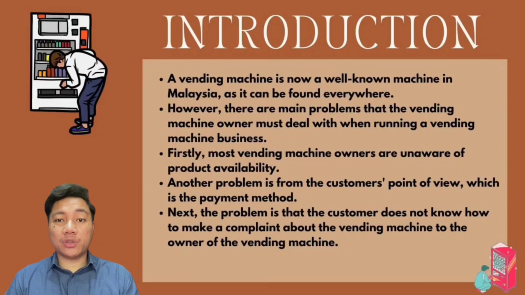A vending machine is now a well-known machine in Malaysia, as it can be found everywhere. However, there are main problems that the vending machine owner must deal with when running a vending machine business. Firstly, most vending machine owners are unaware of product availability. Another problem is from the customer point of view, which is the payment method. Next, the problem is that the customer does not know how to make a complaint about the vending machine to the owner of the vending machine.